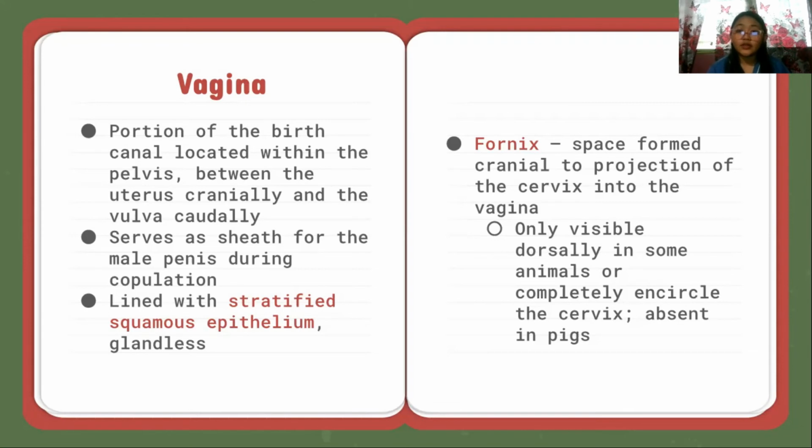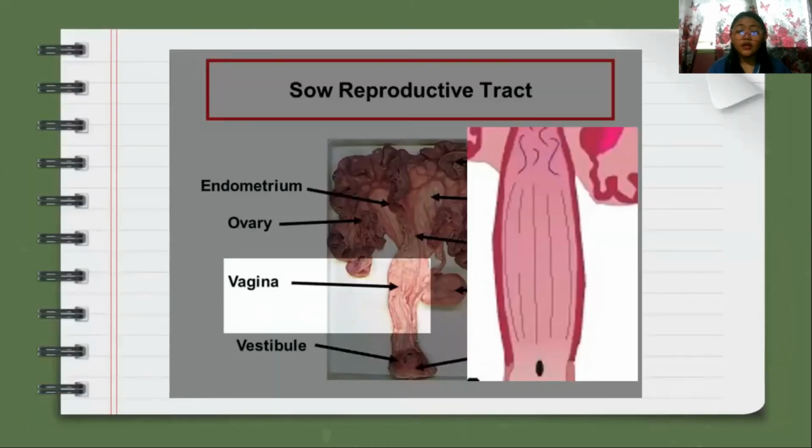Next, we have the fornix, which is the space formed cranial to the projection of the cervix into the vagina. It is only visible dorsally in some animals or completely encircles the cervix. In pigs, however, it is absent. So here we have the vagina, and as you can see, it is lined with stratified squamous epithelium. See if you can see the lines here.